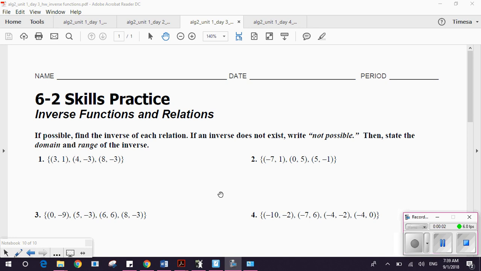Algebra 2, Unit 1, Day 3, Inverse Functions and Relations Homework Tutorial. Again, I'll work through some selected problems with you all, and I hope you understand.